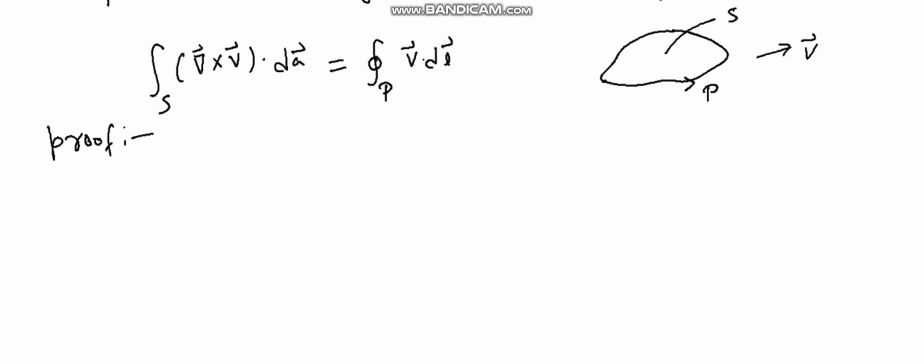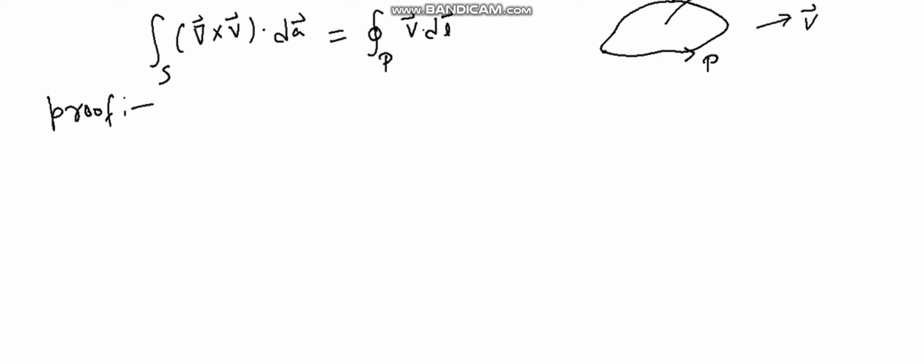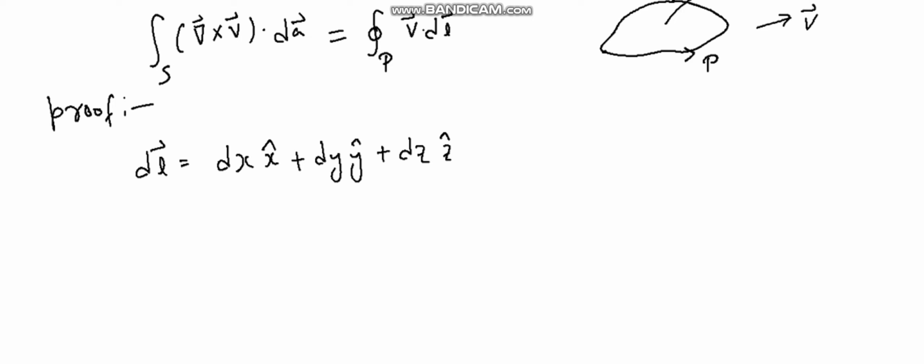First of all, let me tell you something. If you talk about the infinitesimal displacement vector, it will look like this. In Cartesian coordinates it is equal to dx x cap plus dy y cap plus dz z cap. So if we have x, y and z coordinates, the infinitesimal vector may point anywhere in space.